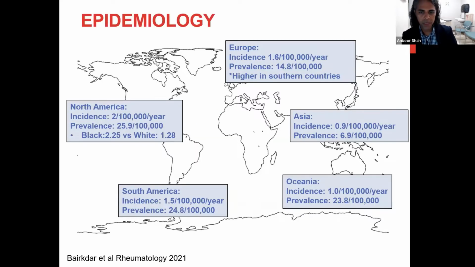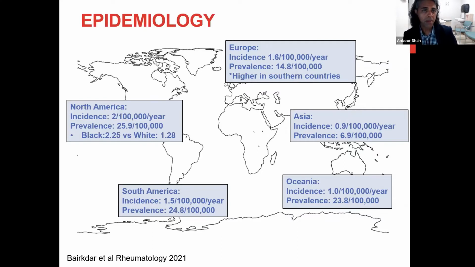A little on the epidemiology, and to review a great paper that recently came out in Rheumatology last year. It went through a systematic review throughout the world of the incidence and prevalence of the disease. This is the most up-to-date numbers, but really these numbers haven't changed over the last 20 years when other epidemiology studies were done. In North America specifically, the incidence is about 2 patients per 100,000 people per year. And the prevalence of disease is about 25.9 patients per 100,000 people. Again, this is a rare disease.